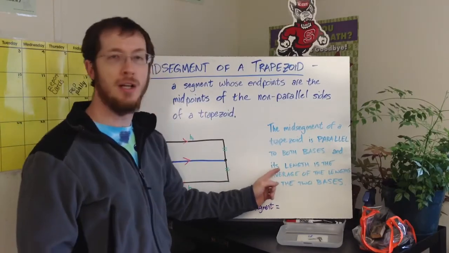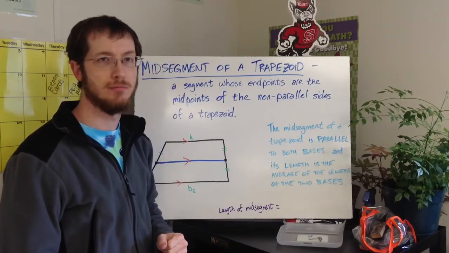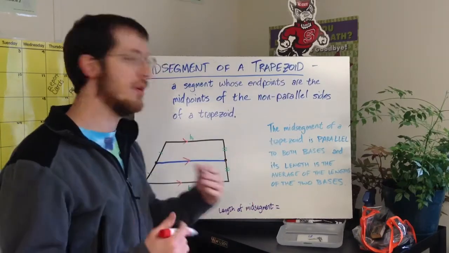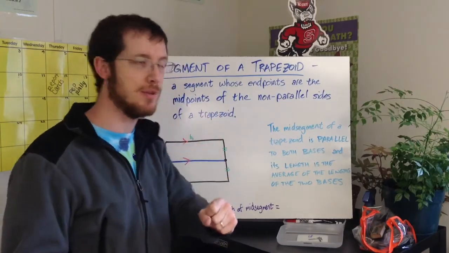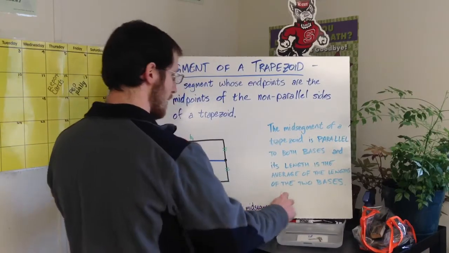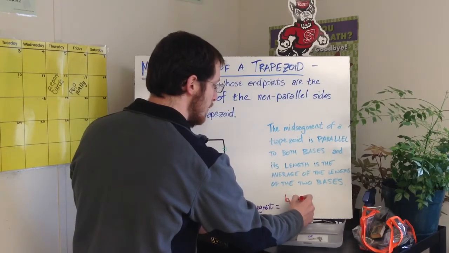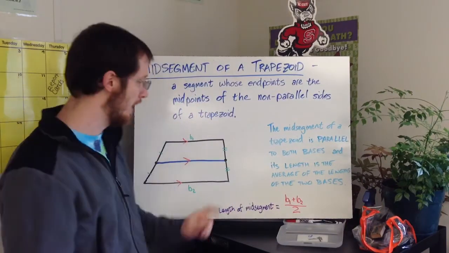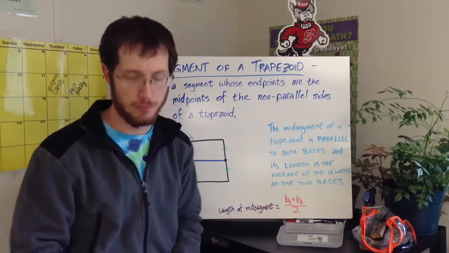It's also, if we look at the length of the midsegment, the average of the lengths of the two bases. So it's not half of either one, but it's the average of these two. Remember, to find an average of two numbers, we add up those two numbers and divide by 2. So the length of a midsegment of a trapezoid is base 1 plus base 2, divided by 2.